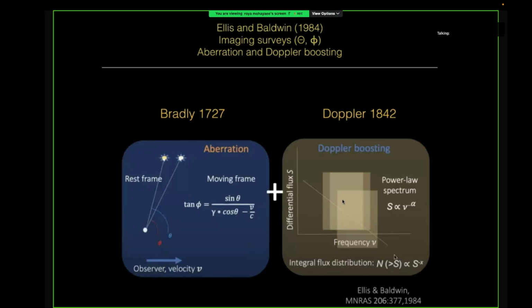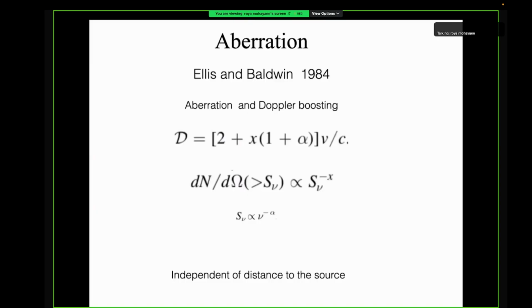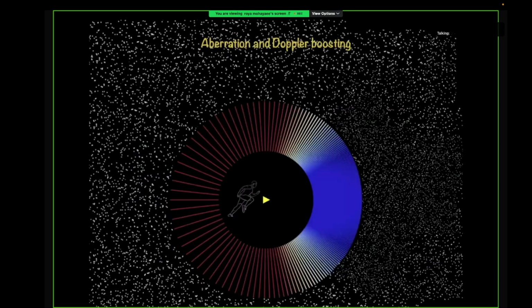Now, these two effects, Bradley's effect, when he did it, he didn't use special relativity. As you see from the date, it was well before Einstein's special relativity. It was completely classical. And Doppler boosting, of course, was later, about 100 years later, the Doppler effect. And Ellis and Baldwin in 1984 put these two effects together, not just for a single star, but for sources. This is what I showed you, for many sources.